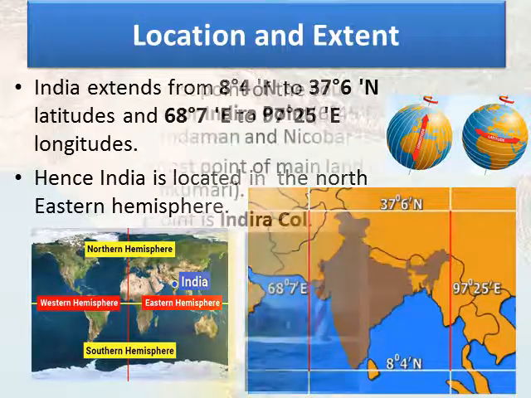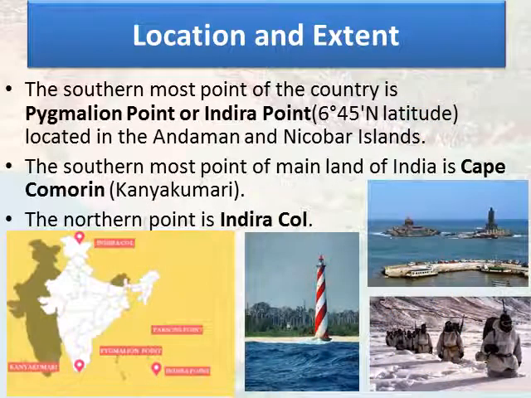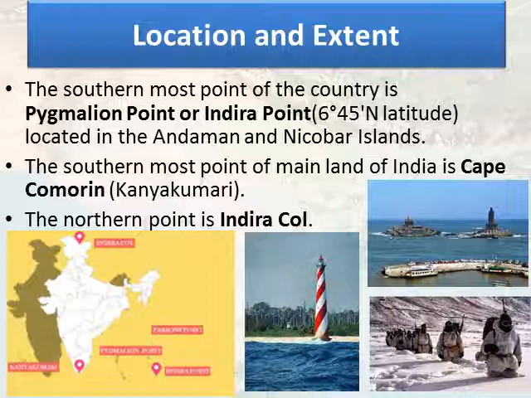Dear children, the southernmost point of the country is Pygmalion Point or Indira Point, which is located at 6 degree 45 minutes north latitude, in the Andaman and Nicobar Islands. The southernmost point of mainland of India is Cape Comorin.